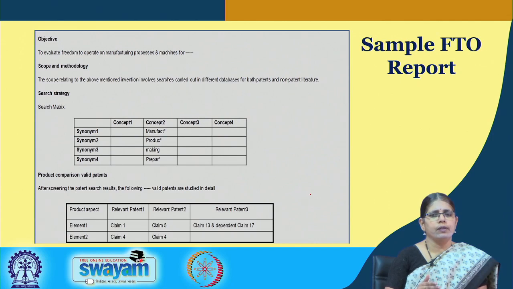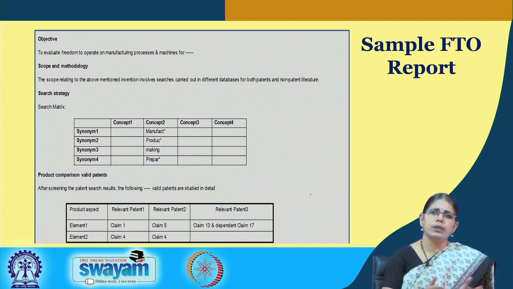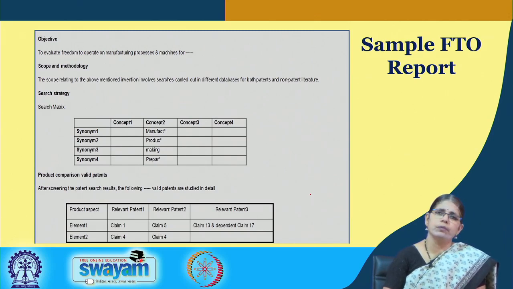Outlining the clear strategy in relation to the FTO search is important, so that the client or the person who has given you the FTO search in the company can have a clear idea about the search strategy that you have followed with respect to each of the concepts, that is, each of the features in relation to the product.